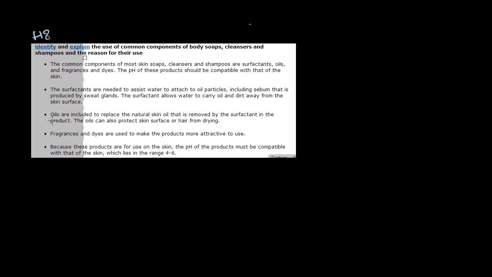So, therefore, oils are included to replace the natural skin oil that is removed by the surfactant in the product. The oils can also protect skin surface or hair from drying. So as I said, since the surfactant is going to remove this sebum, this oil, and all the stuff in our hair, we need to use oils. Of course, we're going to clean all the bad stuff from our hair out, but as we do that, we're going to lose quite a lot of natural oil from our hair as well. And that oil is what keeps the hair healthy. In order for it to stay healthy, the oils are included to replace this natural skin oil that is removed by the surfactant.